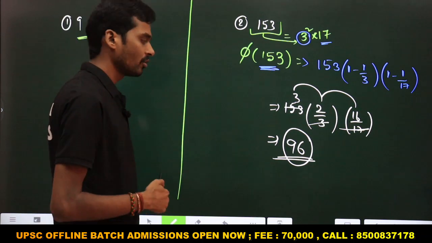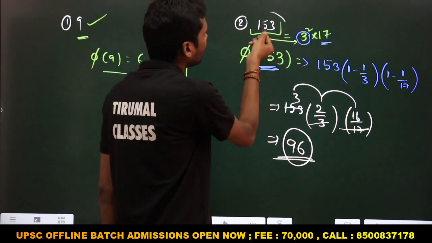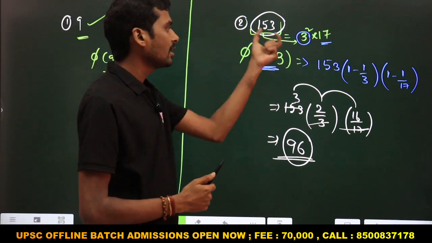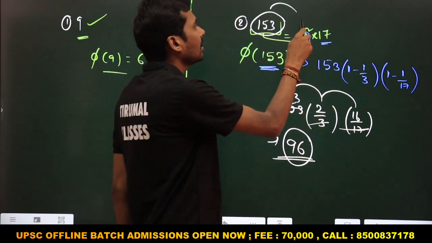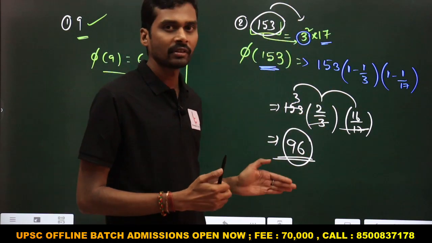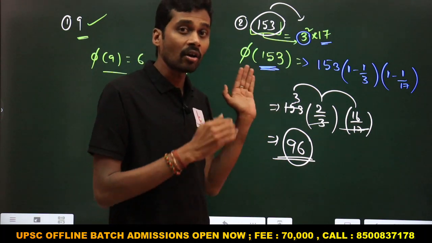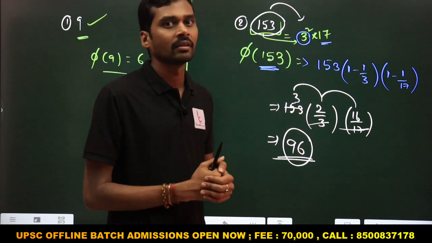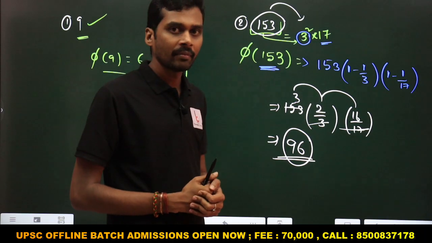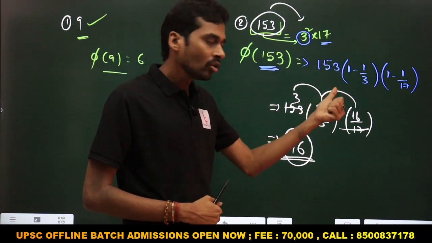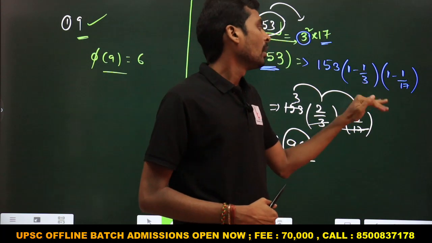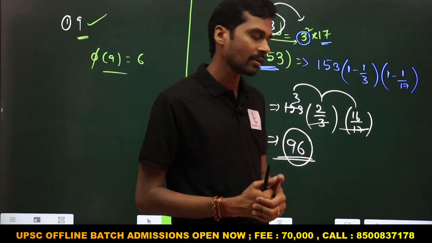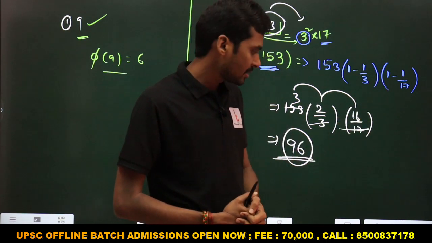Suppose you are asked to find how many coprimes there are to the number 153. We have 96. How do you find it? You first take the number, and immediately write the number as a product of prime numbers. You know how to find that; we have already done how to write the given number as a product of prime numbers using the factorization method. After writing the product of prime numbers, you take the number into 1 minus 1 by the given prime number. It depends on how many prime numbers you have. Here I take 2 prime numbers: 1 minus 1 by 3 into 1 minus 1 by 17. The final answer is 96.